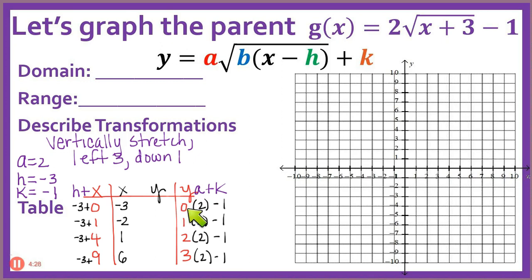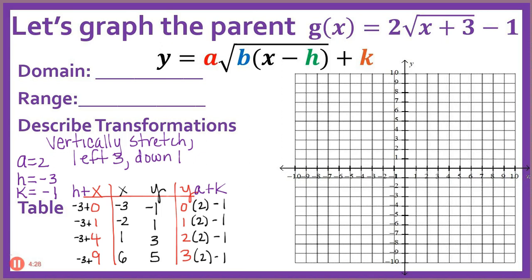So let's begin. 0 times 2 is 0, and 0 minus 1 is negative 1. 1 times 2 is 2, 2 minus 1 is 1. 2 times 2 is 4, 4 minus 1 is 3. 3 times 2 is 6, and 6 minus 1 is 5.